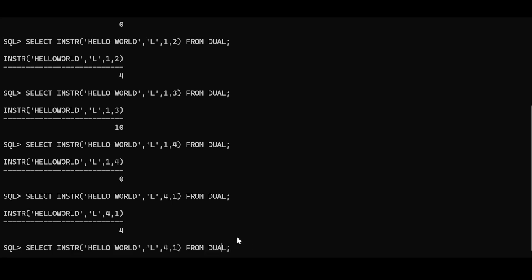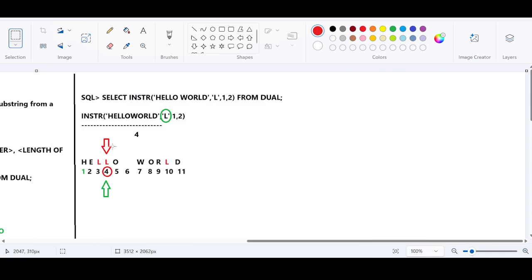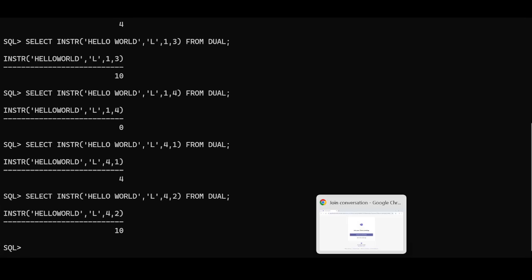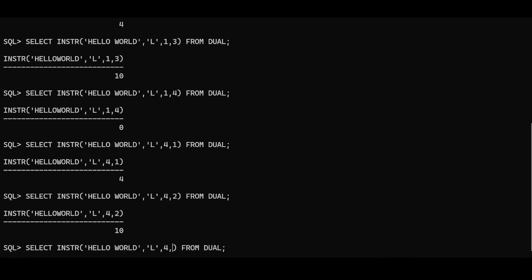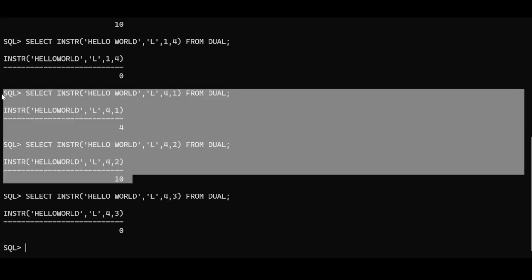So when you say 2, you are getting 10. Why are you getting 10? From the fourth position, you want to find the second occurrence. The first occurrence is L itself, and this is the second occurrence. When you say 3, from the fourth position, third occurrence, there is no such thing, so 0. Isn't it? Okay, I can say that. Let us include only these 2 examples.